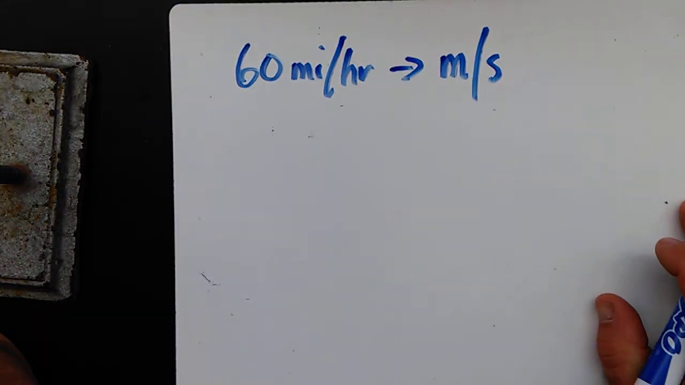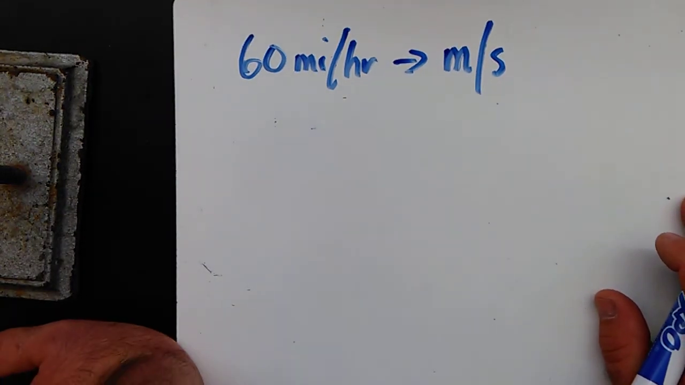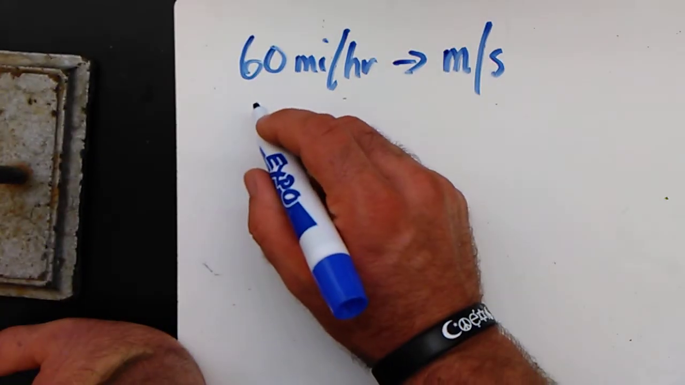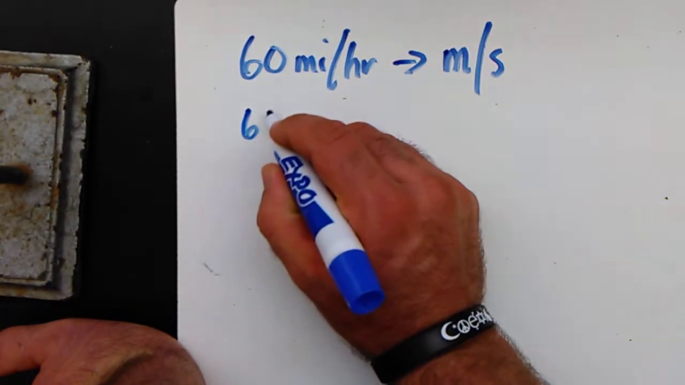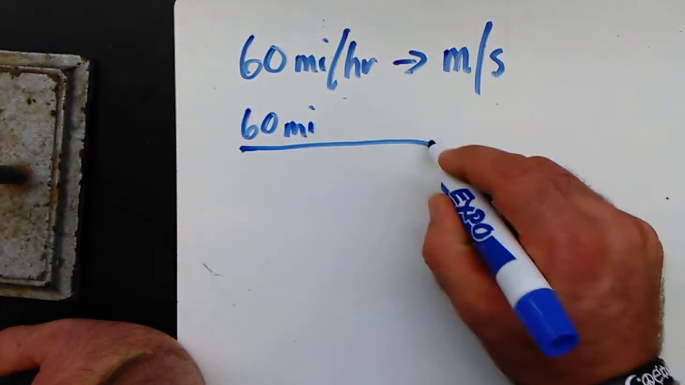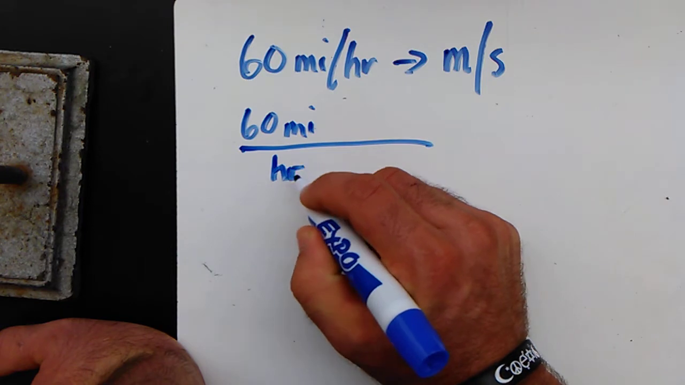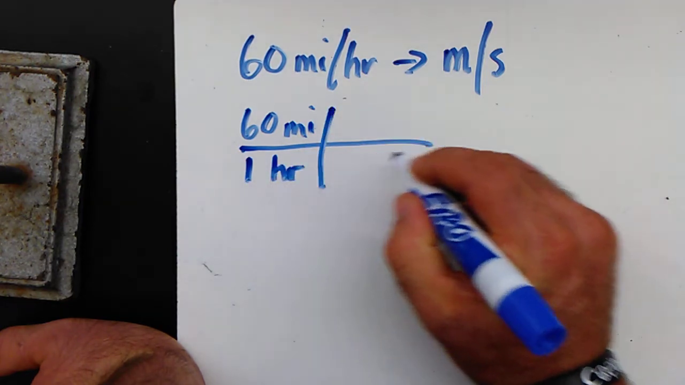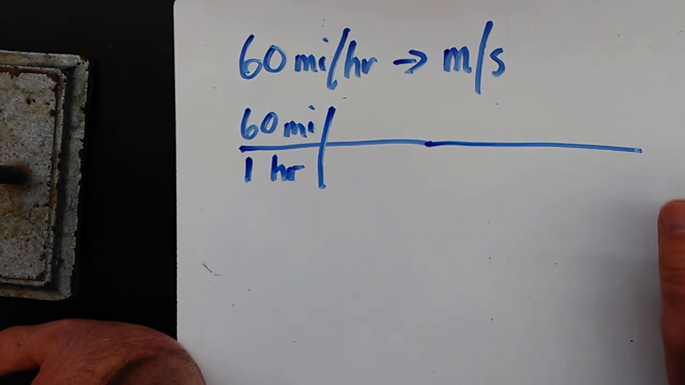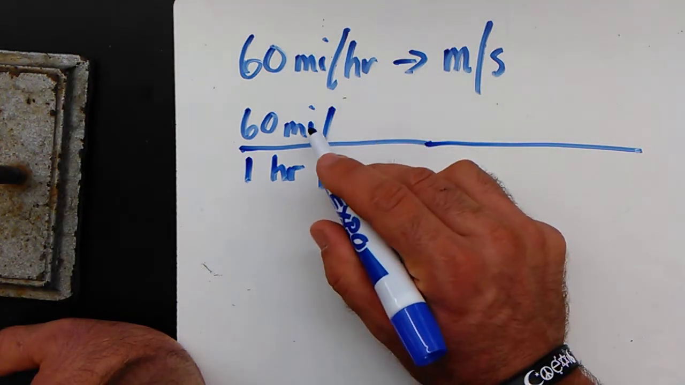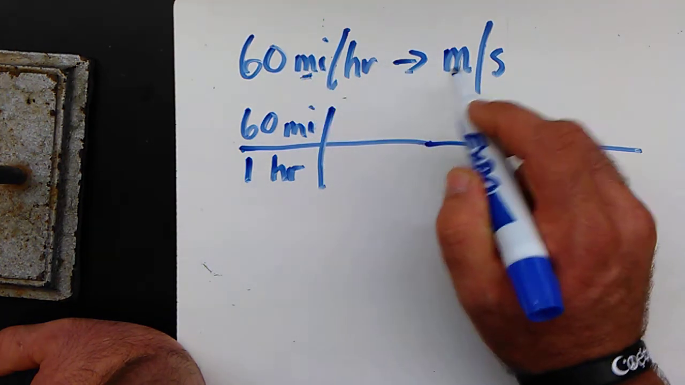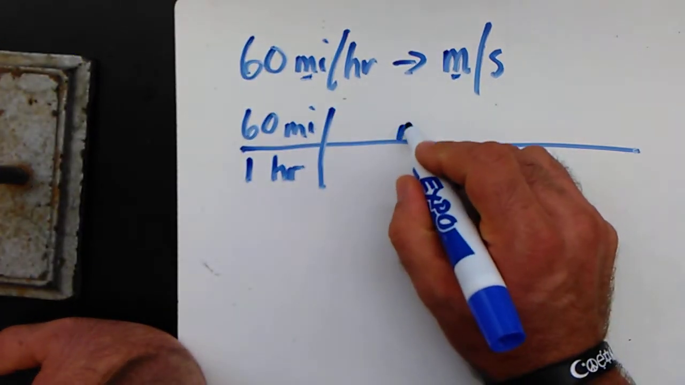Okay, you're looking at that and you're saying, well, it's a little more difficult. And yes, it is, but if you use the H method, it does work. So let's start with 60 miles, and then if we take this as a division, it's per 1 hour. Again, we're going to use that same ladder method, the H method. Let's tackle the distance part first. We want to get miles to meters.